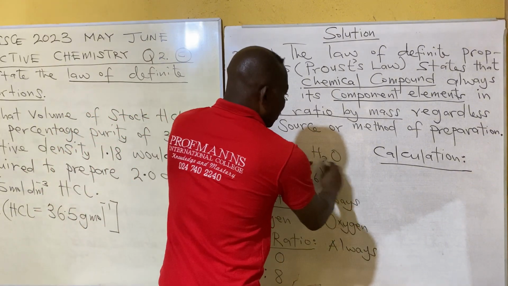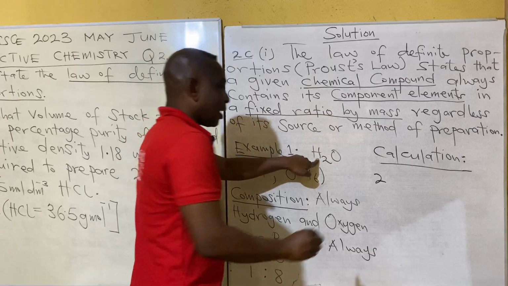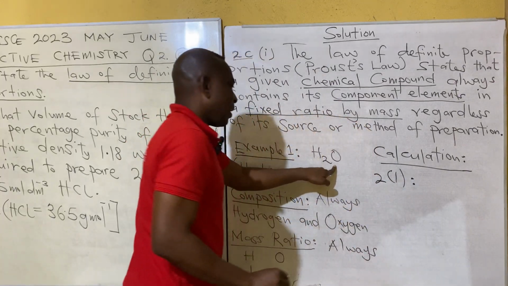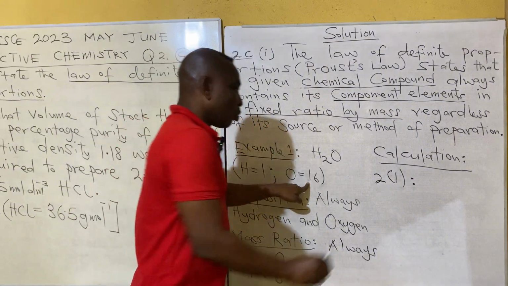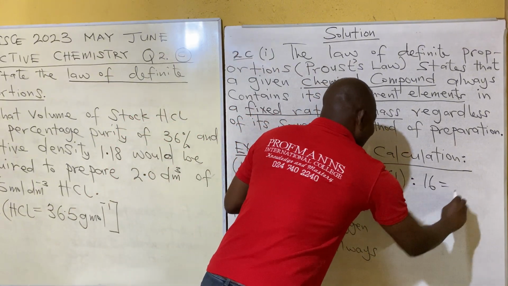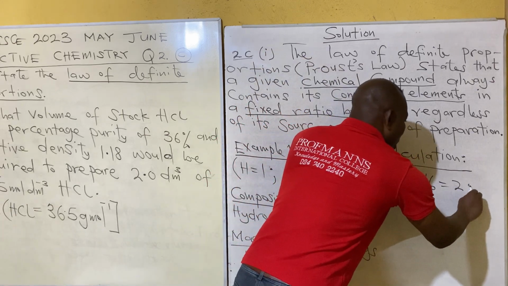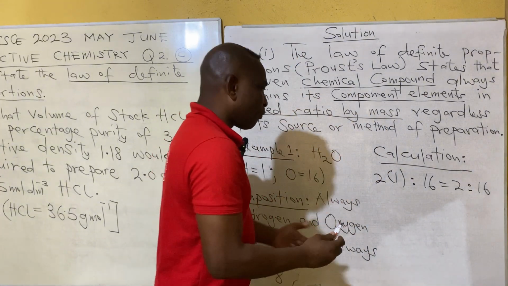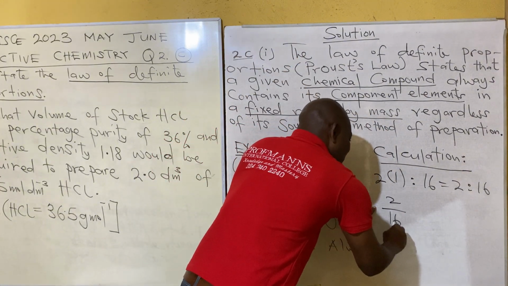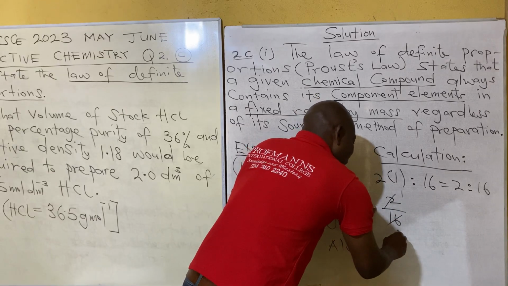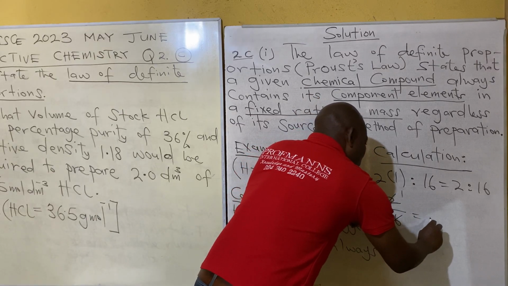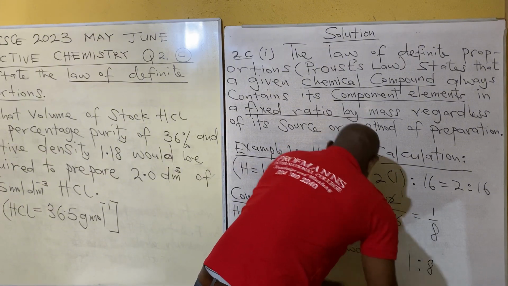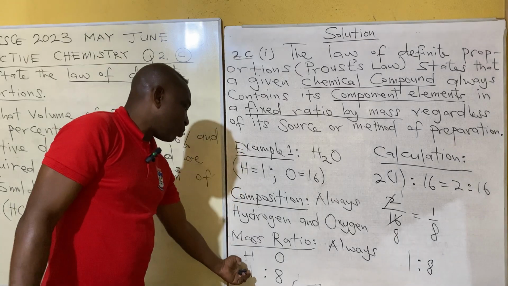We have 2 hydrogen atoms in water, so 2 times its mass is 2. Then the oxygen, we have 1, so the mass is 16. This gives us 2 is to 16. Ratios can be converted to fractions, so it's 2 over 16. 2 goes into 2, 1; 2 goes into 16, 8. So it's equal to 1 over 8, which is 1 is to 8. That is how we got this ratio by mass.